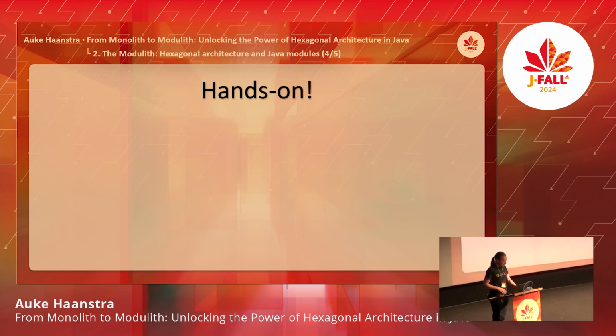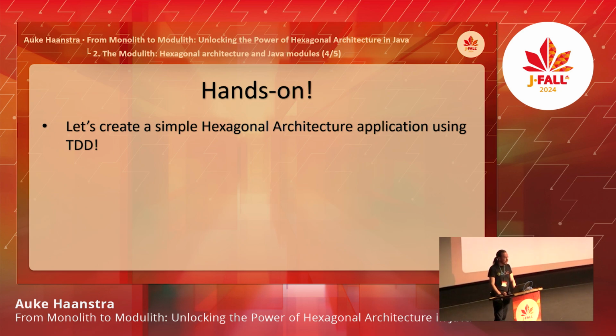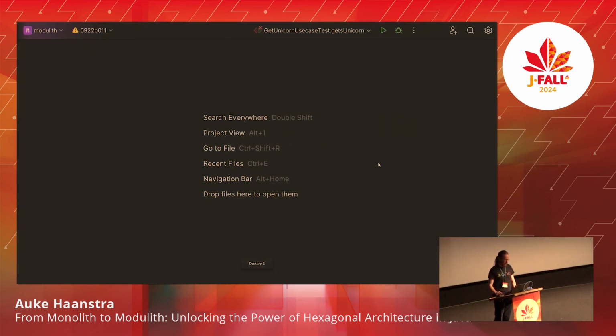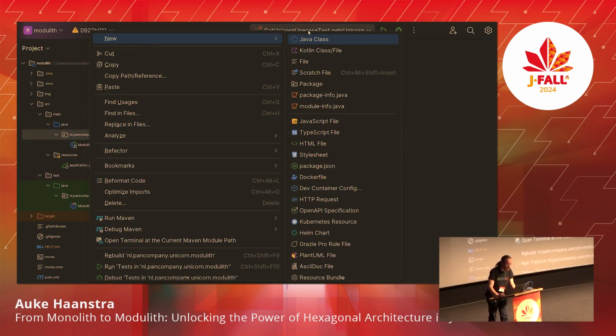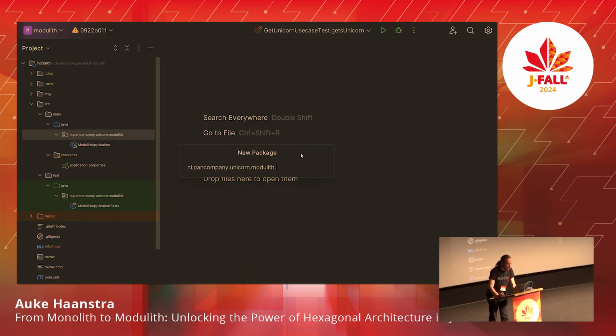So let's do some hands-on work here to make it more clear what hexagonal architecture is. Let's do that with TDD. All right, so here's a project. Well, there's not much in it. Let's get the structure which we just showed in the diagram into this code. So let's just make packages here. So first in our, well, it's actually called Modulith, but we'll only do hexagonal architecture just now.